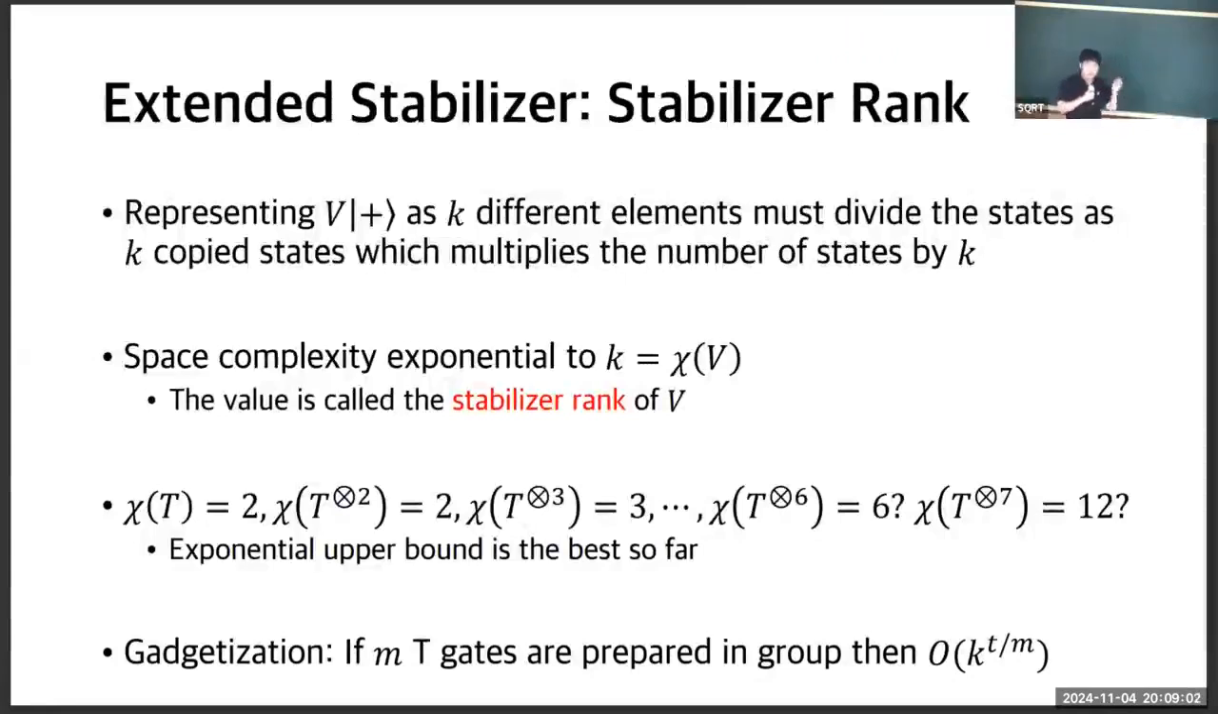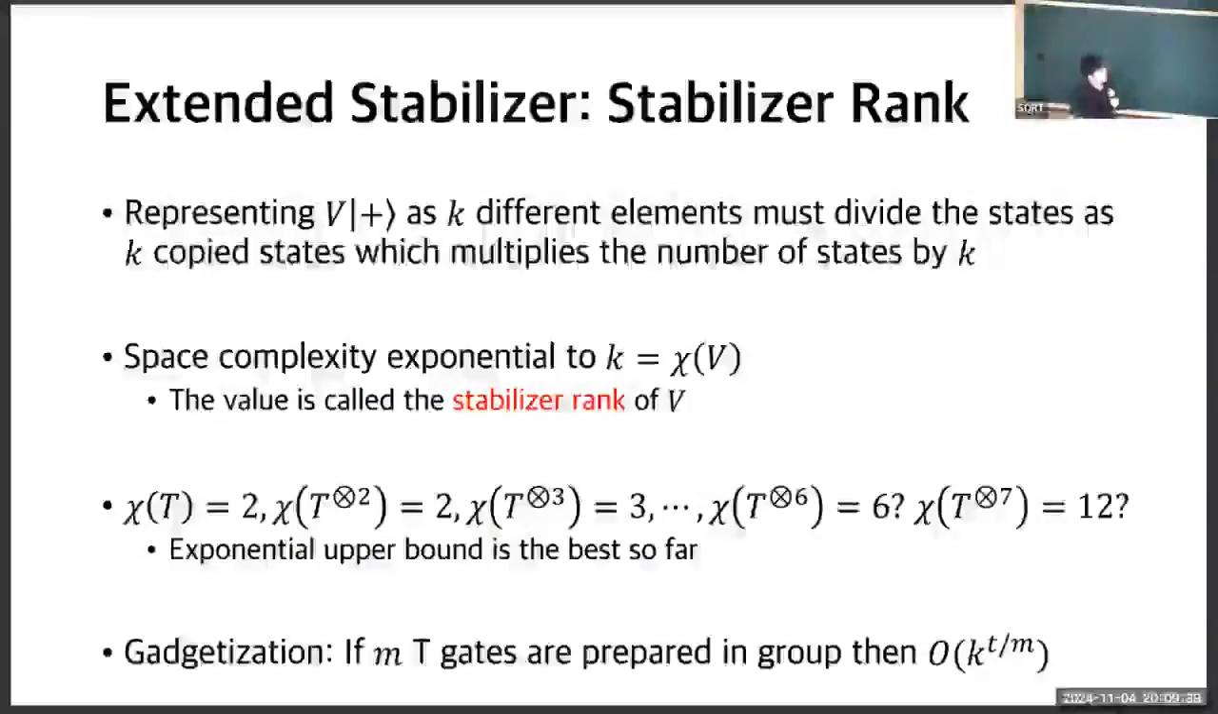This K is called the stabilizer rank of V. For example, as I said, the stabilizer rank of T would be 2, and T squared would also be 2. So we are just finding that, but there's no general formula for this. We can just make trial and errors to find a more efficient one to simulate. And the best one here would be the T6 here, and that makes 6 stabilizer states.